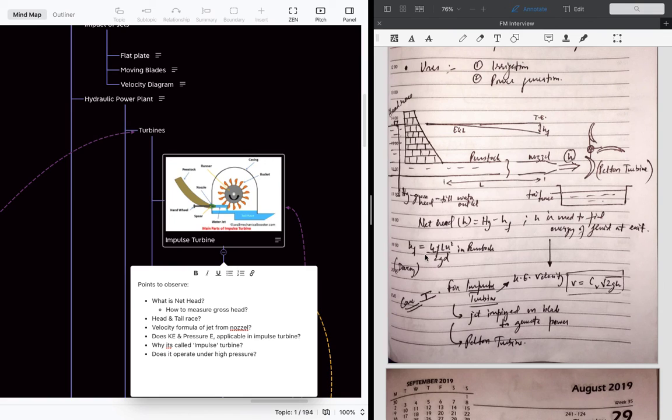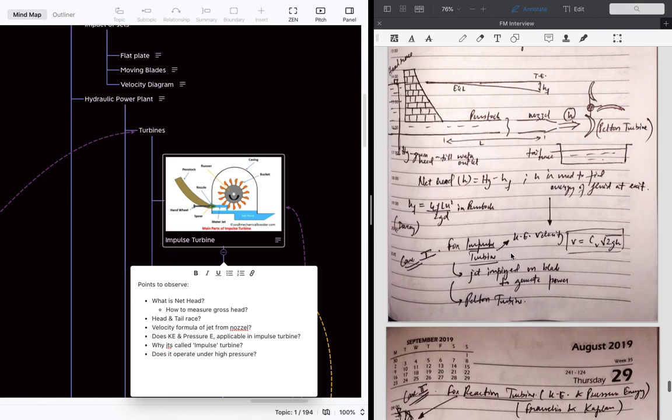You will see that. And as we know from the previous formula, from the Darcy equation, the head loss formula is this. And the velocity at the exit from the nozzle of the water is basically V is equal to Cv root 2gH. H is the net head. And Cv is nothing but the coefficient of velocity we discussed earlier.